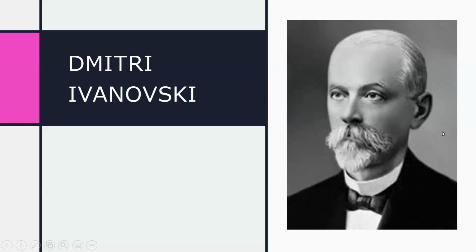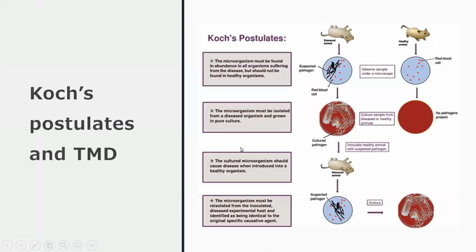And so there's this Russian botanist and early virologist named Dmitry Ivanovsky, who worked on trying to identify this organism. And he was thinking about it from the standpoint of Koch's postulates. If you remember Koch's postulates, you find a suspected pathogen in diseased animals, but not healthy animals. You're able to culture it from the diseased animal, but not the healthy animal. And then if you give that cultured organism to a healthy animal, they will get the disease and you'll be able to identify it and culture it there.